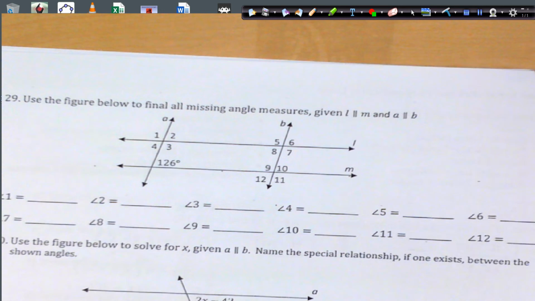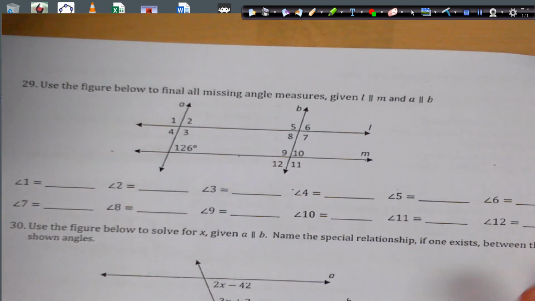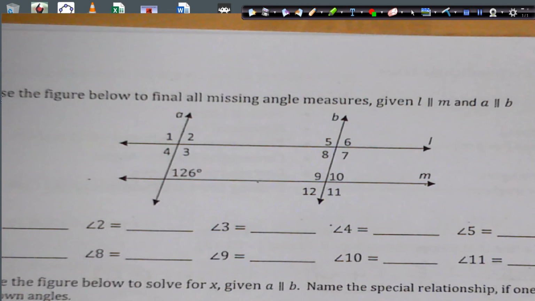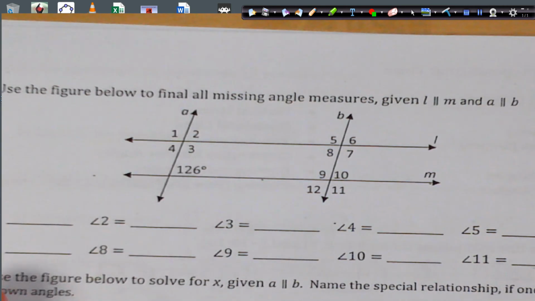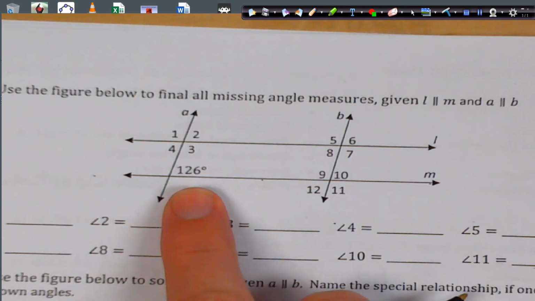Use the figure to find all the missing values given L is parallel to M and A is parallel to B. So I'm not going to fill in all these numbers, I'm just going to focus on the picture itself. They only give us one piece of information, but that's okay. It's enough information for me because I know about corresponding angles. So let's take care of all of our corresponding angles first and see how much we can get done.